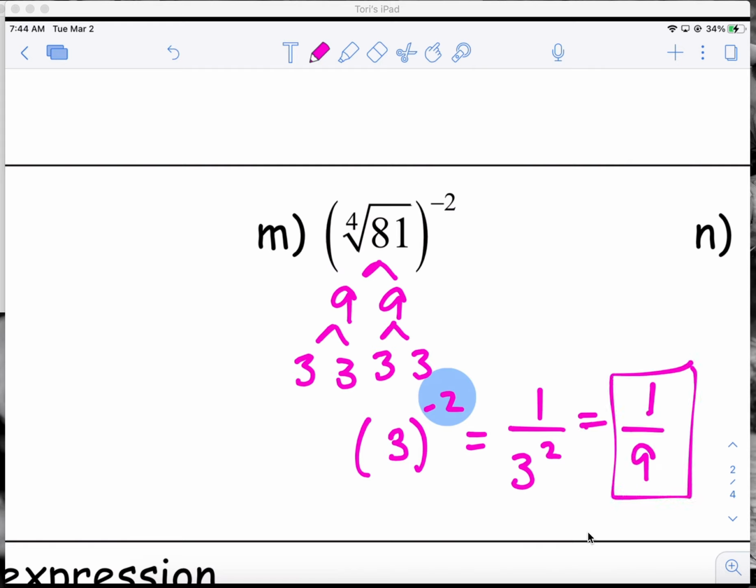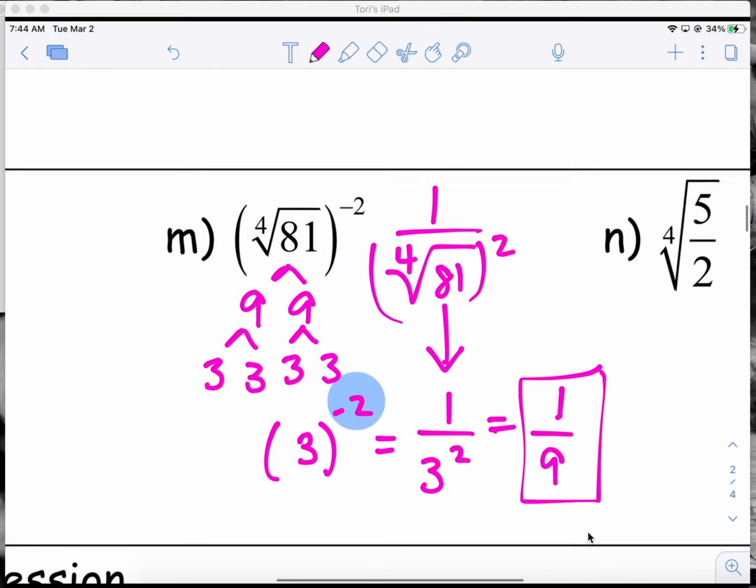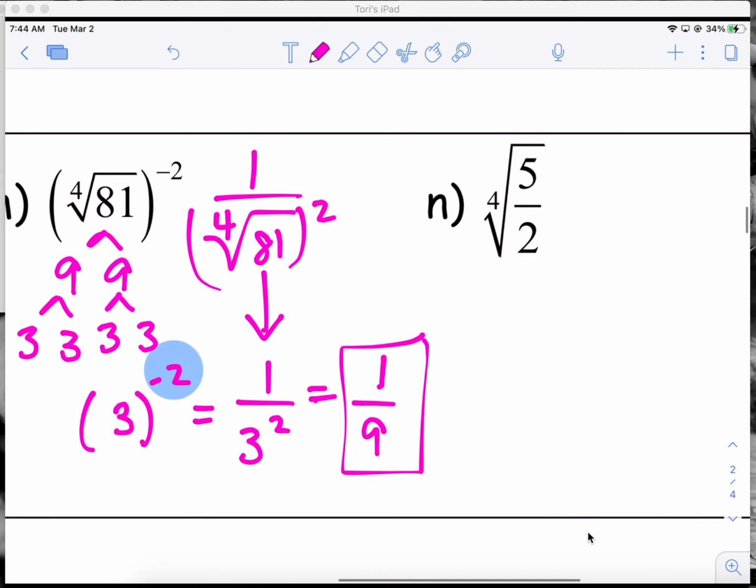If you went the opposite way and did the negative first, you could have rewritten it as this, and then done this option and over, okay? Either way works for me. All right, N is going to be a rationalized, and I'll show you how I know that.